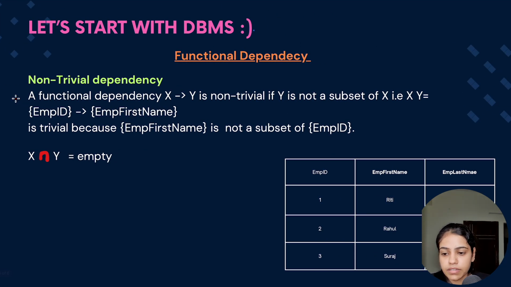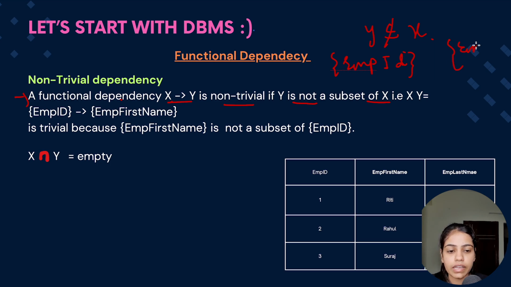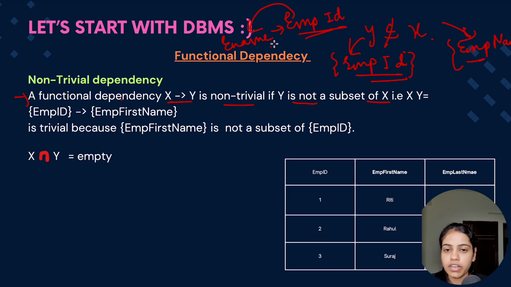Now, what is non-trivial dependency? A functional dependency x determines y is non-trivial if y is not a subset of x. So y is not a subset of x, basically, which means that if there are some attributes which are present in y, it's not necessary for those attributes to be present in x. So here, x is having employee name and y is having employee ID. So employee ID is not present in employee name, so y is not a subset of x. So this dependency needs to be proved, because right now I am saying that employee ID is getting determined by employee name, or employee ID is dependent on employee name. But is this true? We have to check if this is valid or not.